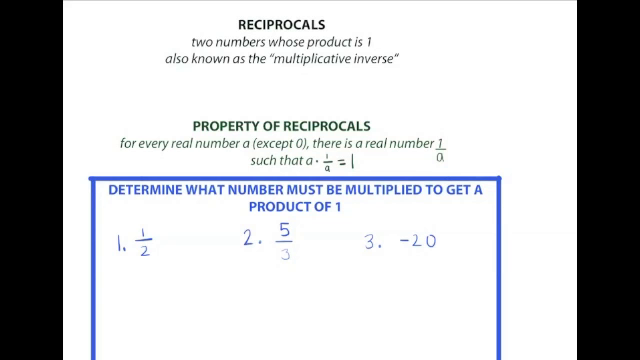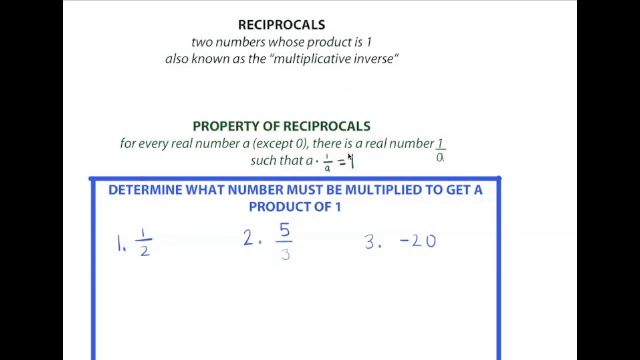And so right here at the top, I've defined what reciprocals are. They're two numbers that when you multiply them together, their product is 1. And another word you might see later on in another math course or in your future life as a math student is the multiplicative inverse. Multiplicative inverse is just another word for reciprocal.